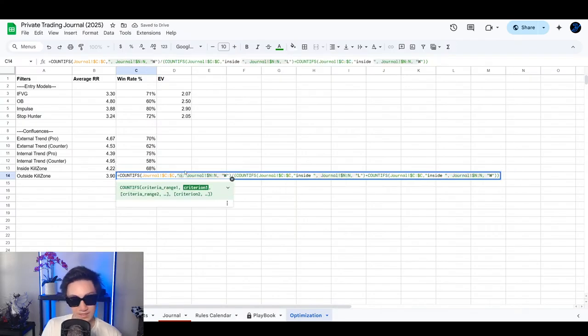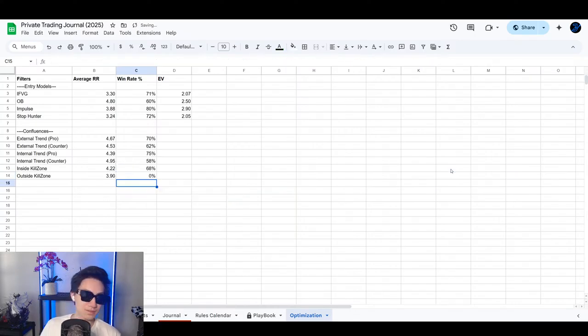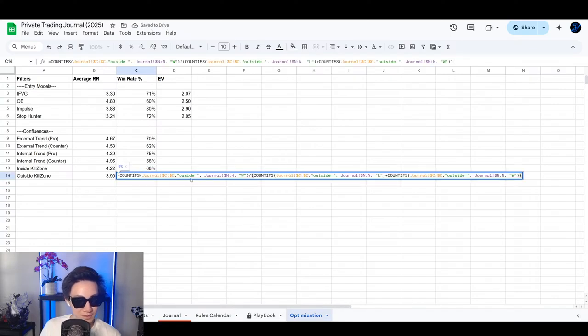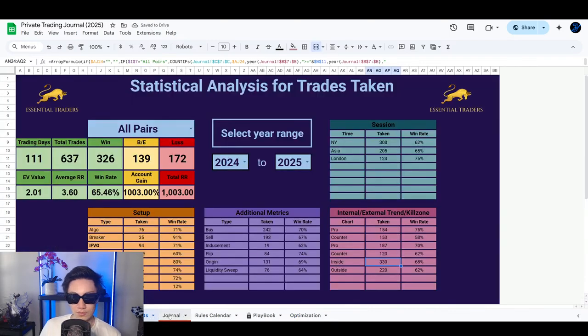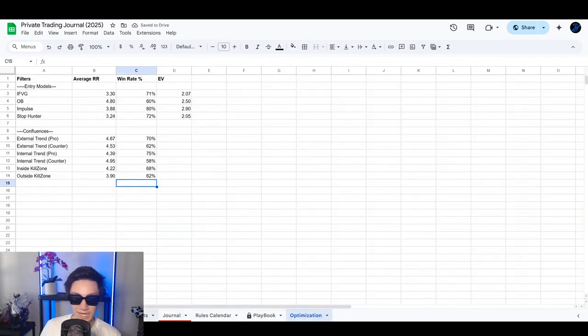So this would just be outside, but we have to add a space in the quotations. So it'd be outside, add a space. Outside, add a space. Why is it 0%? Oh, spelled it wrong. There we go. And it matches my data perfectly that I calculated previously.